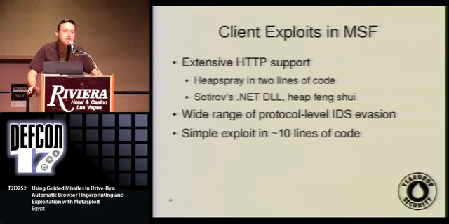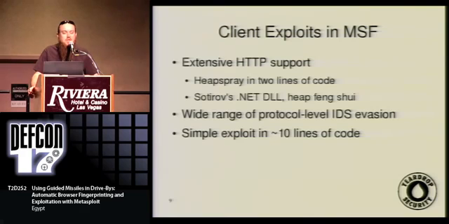Client exploits in Metasploit are relatively easy to write. There's extensive HTTP support. All of that stuff is already there. There's heap spray in 2 lines of code. Right, that's a fairly complex technique, and you can do it in 2 lines of code in Metasploit. There's also support for other more complicated stuff. Sotirov's .NET DLL and heap feng shui stuff are both integrated, and it's fairly easy to use them. It's a lot easier than having to write it yourself and crapping out some big ugly HTML file.